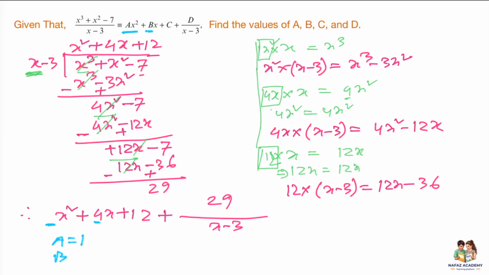The coefficient of x square is a. It is nothing, which means 1. The coefficient of x is b, it is 4, and the numeric value is c, 12, and d, the numerator, is 29.